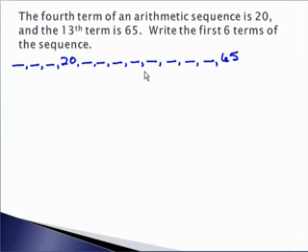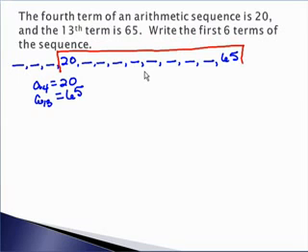In order to do that, we would have to know what the difference is so that we can work forwards or backwards. So we know the value, let's write it like this: a sub 4 is 20, and we also know a sub 13 is 65. Well, would you also agree that we could ignore those first three terms and just say, how about we make this our sequence?